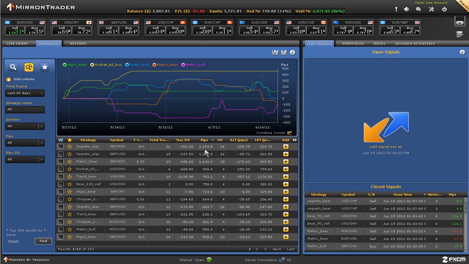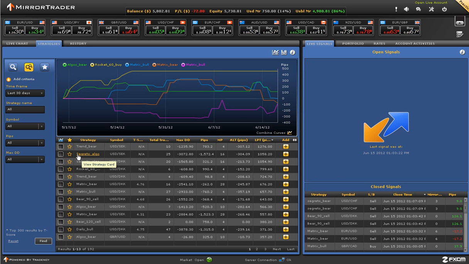1,254 pips in 30 days on 21 trades, and the largest trade was $224. So you could certainly be looking at some major activity. Here's one, trend bear, US dollar, and here it is. We have number of pips, 783. And the largest trade was $1,276.